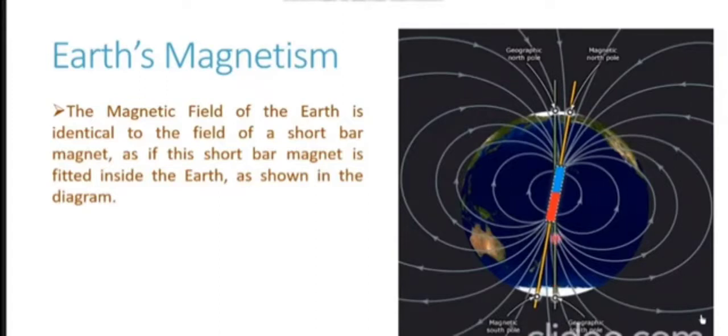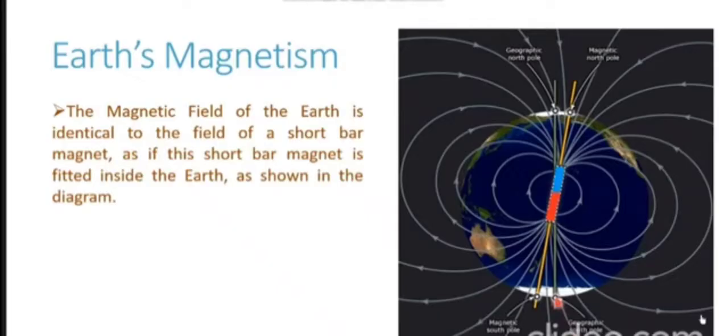Now, along with these poles, you also see a green color line shown in the diagram. Now, this green color line is the axis around which the Earth rotates. Now, this line is different from the line which is showing the magnetic poles. The green color line, the axis around which the Earth rotates, if you extend this line to the surface of Earth, the points where it meets the Earth's surface are known as the geographic poles. So you see, this is the geographic north pole on top. And if you extend it onto the other side, this is the geographic south pole at the bottom.